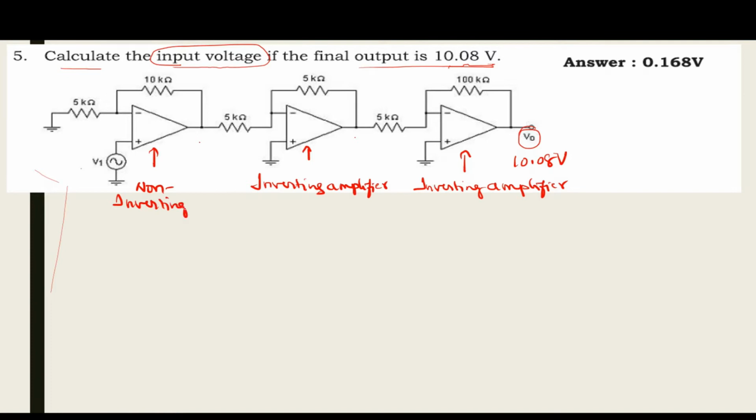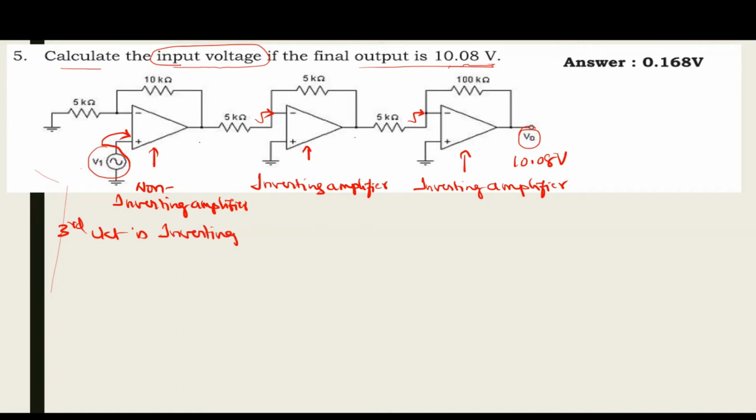Why is it a non-inverting amplifier? Input is connected to the positive terminal. Yes, the input is connected to positive, whereas the input in both the other cases is given to the negative terminals. Now, since the output voltage is given, I need to come from the last circuit. So, I'll write here the third circuit is an inverting amplifier.